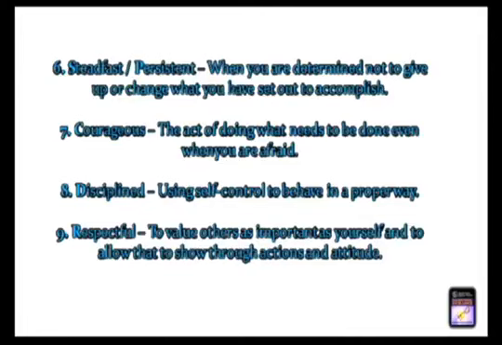The next one is respectful. Remember, we had a whole book about respect that we just went through. Respectful means to value others as important as yourself, and to allow that to show through your actions and attitudes. Remember, valuing others as important as yourself. But also remember, we learned about valuing the environment, valuing all life, even those that are deceased, right?